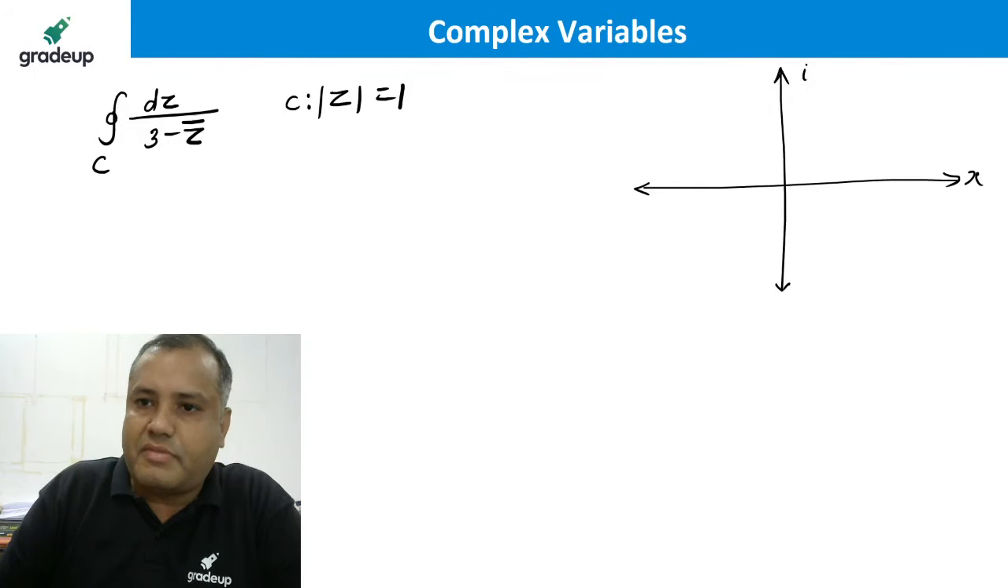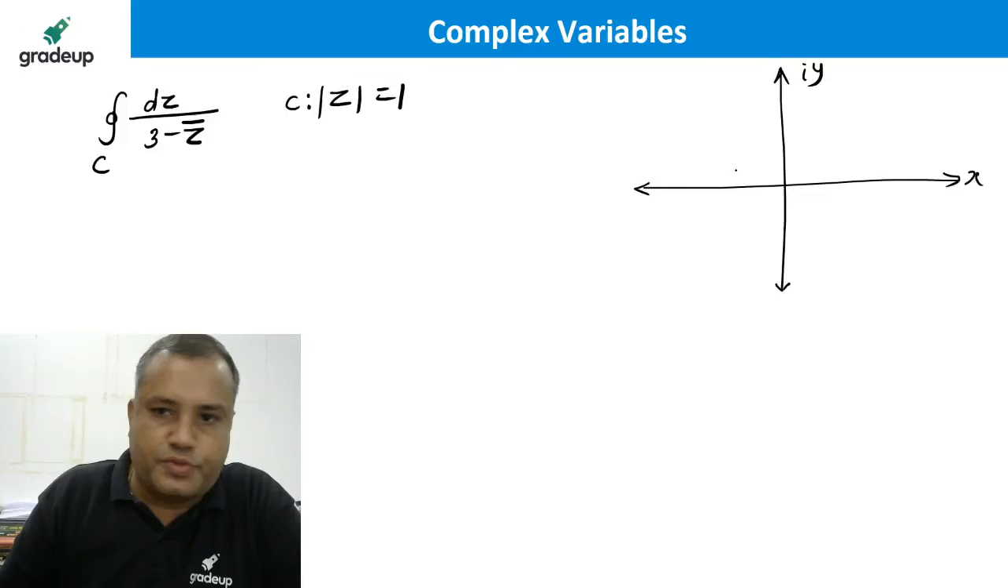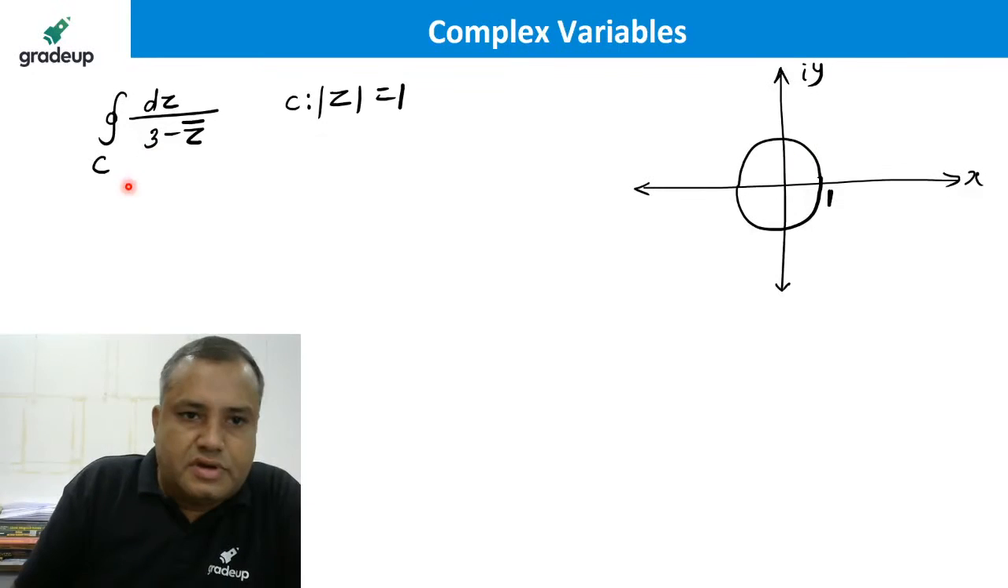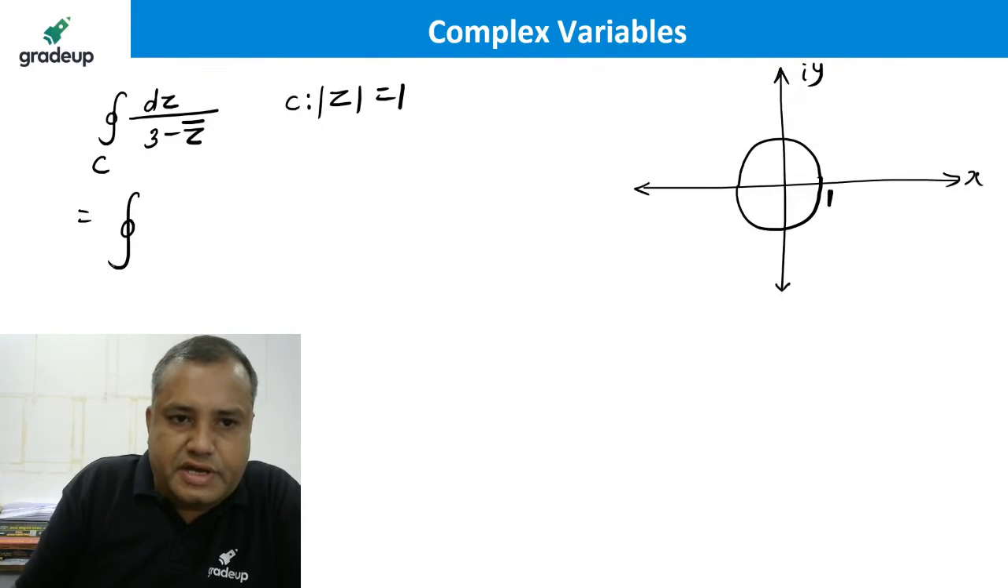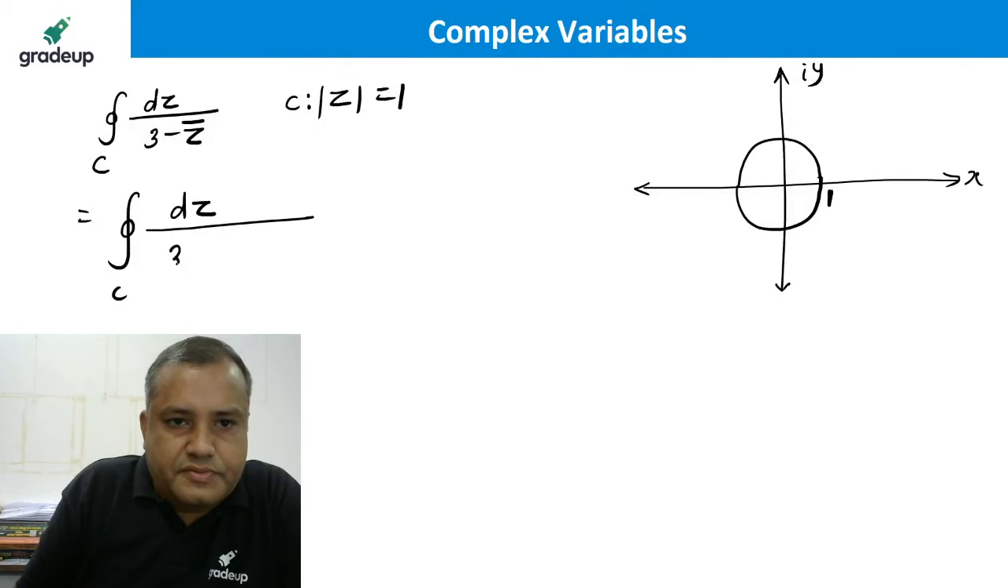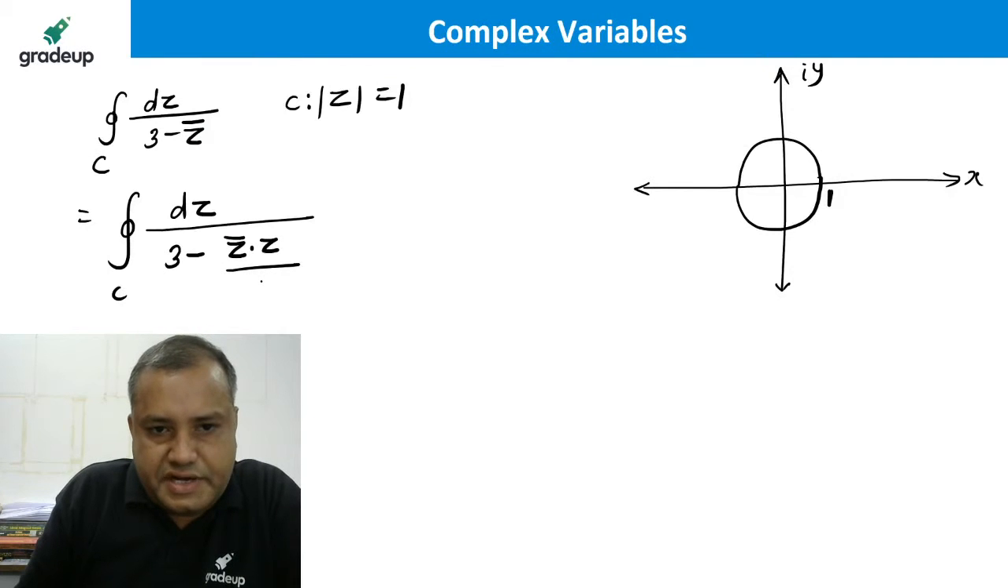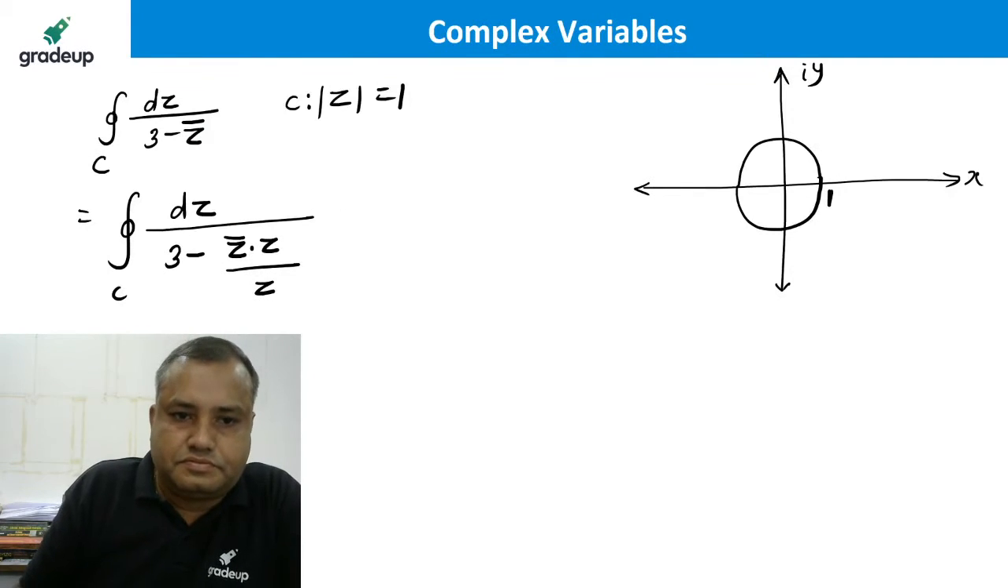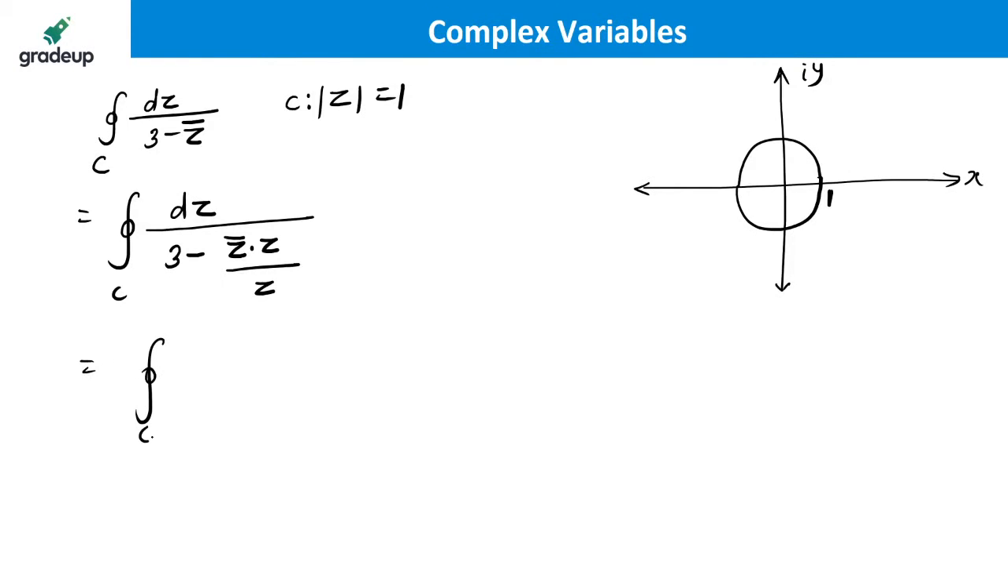All my dear students, प्यारे प्यारे बच्चों, see circle of radius 1. और हम यहाँ क्या करेंगे? What we will do here? Mod z will be dz upon 3 minus this z bar as it is, multiply and divide by z. For your information, z into z bar is mod z square upon z as it is.